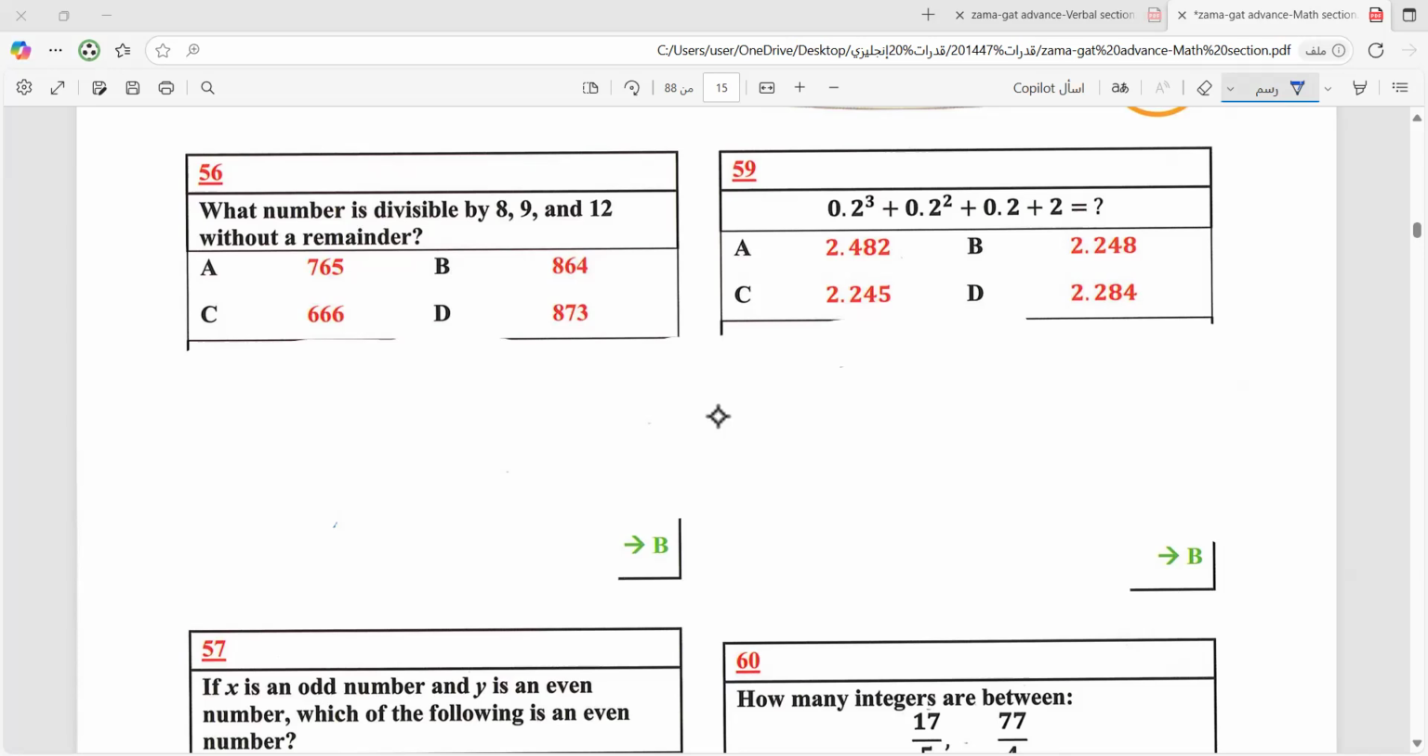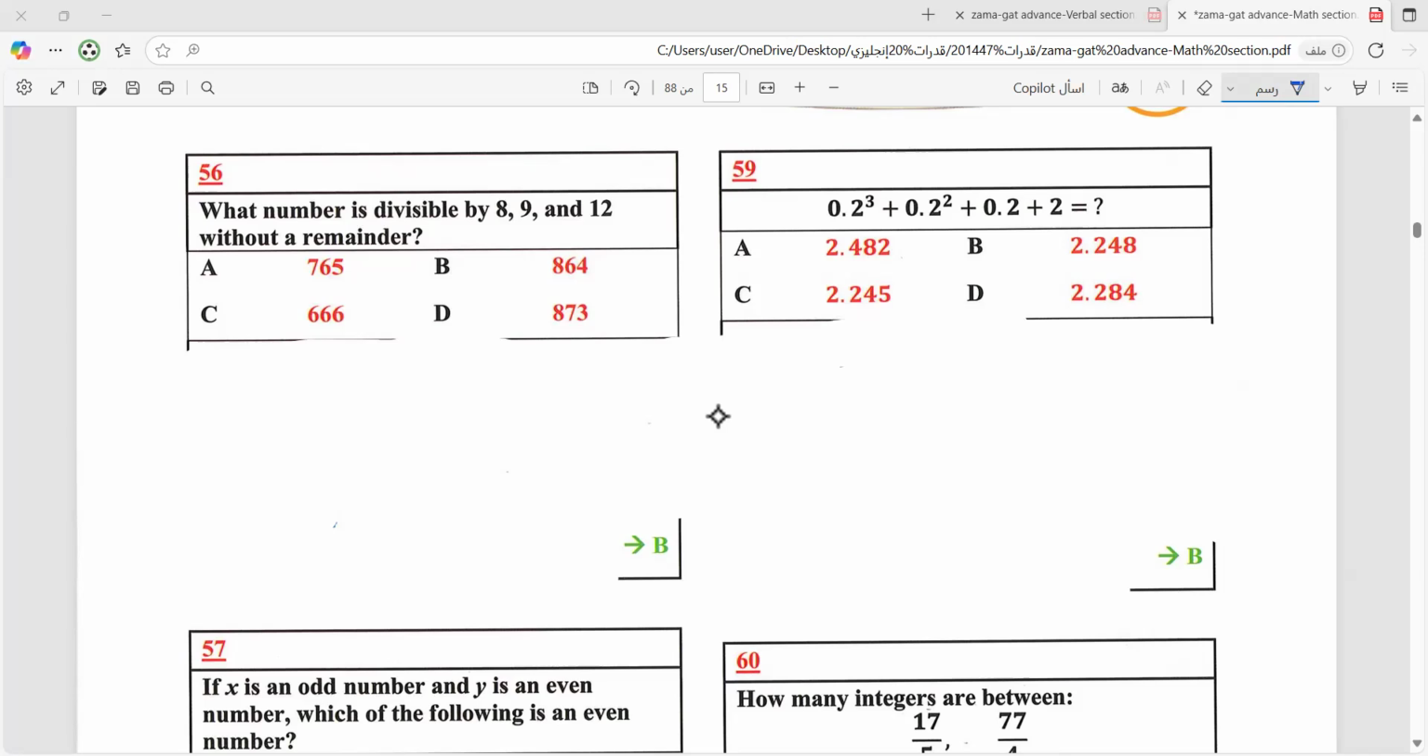We try A: 7 plus 6 is 13, 13 plus 5 is 18. 6 plus 6 plus 6 is 18, so it is divisible by 9. And here also 18, divisible by 9. 8 plus 6 plus 4 is 18, divisible by 9.